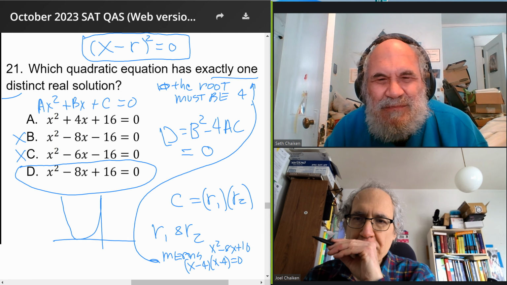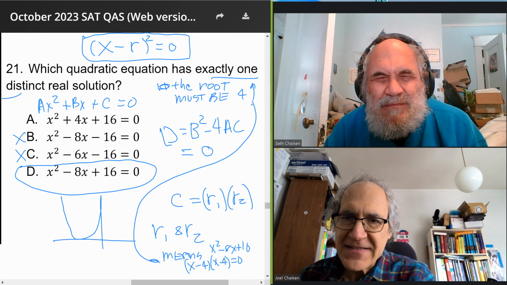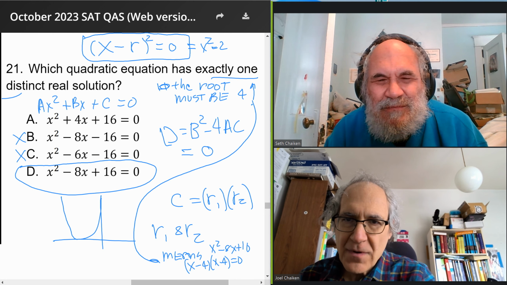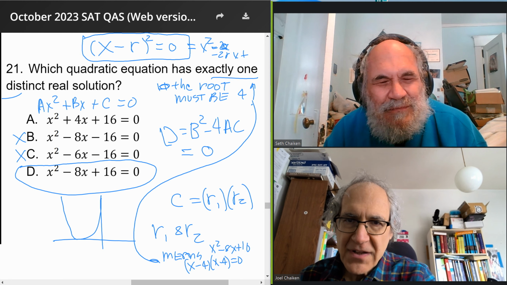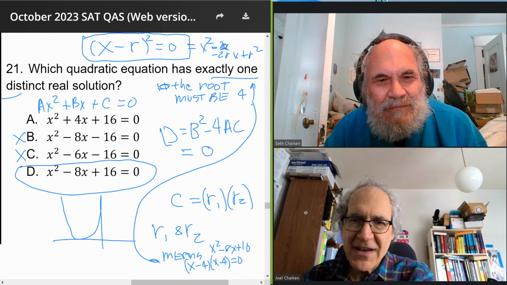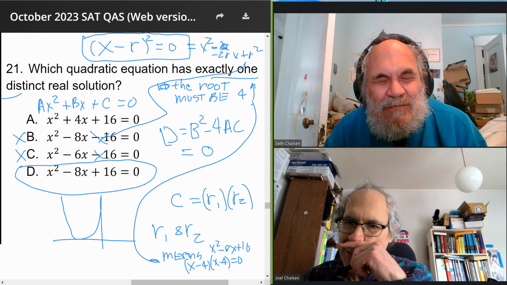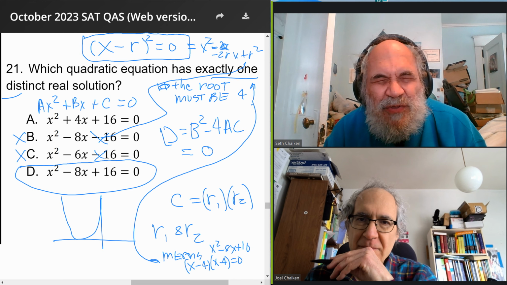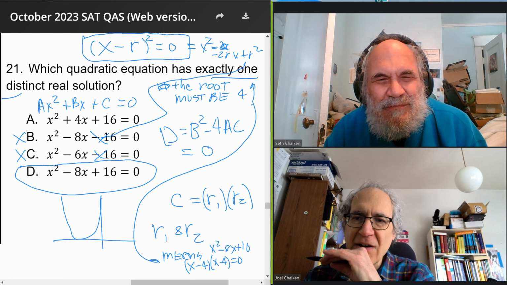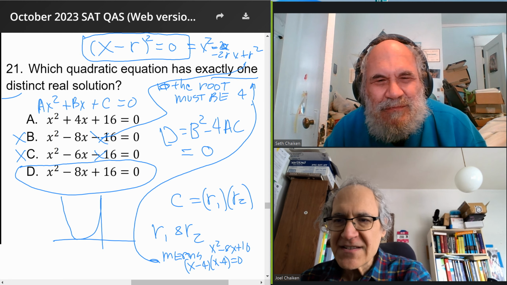So in other words, this is x squared minus 2rx plus r squared. So that immediately knocks out the negative signs, because you can't have a negative sign here, and the root is real. So then the only two choices are these. So these are the only two.